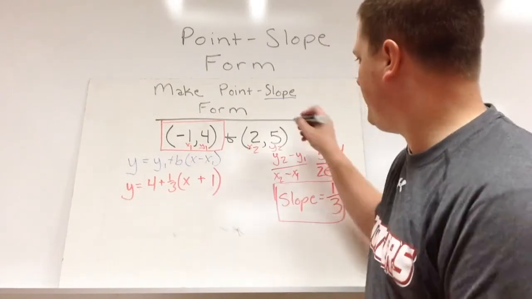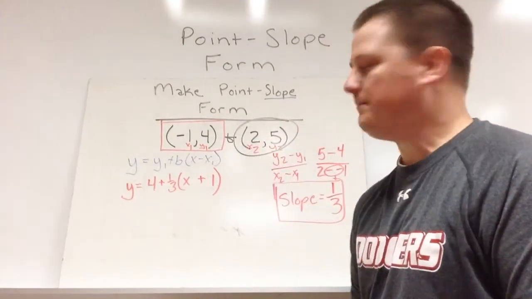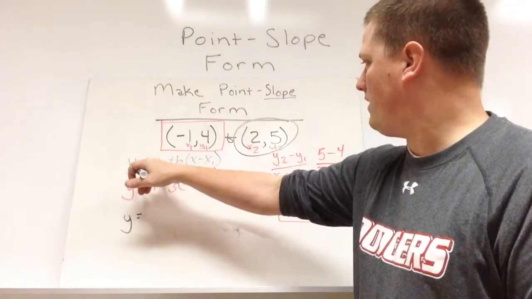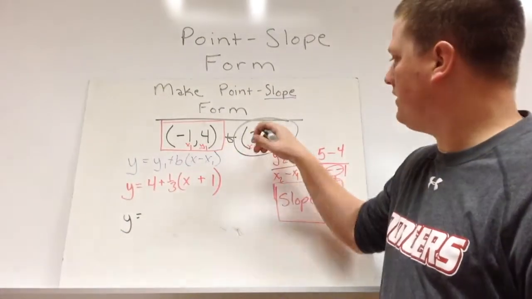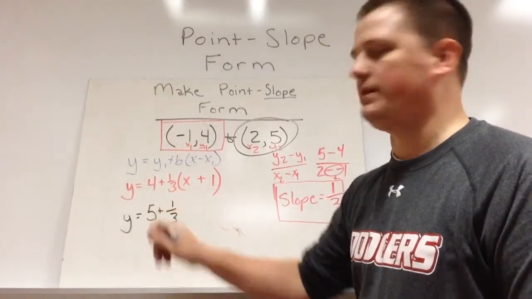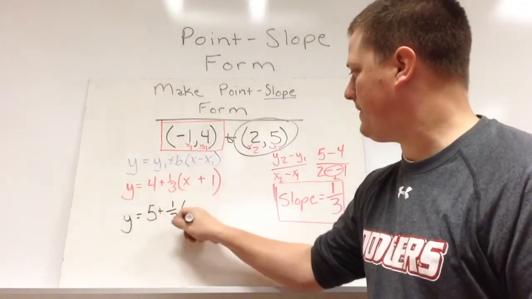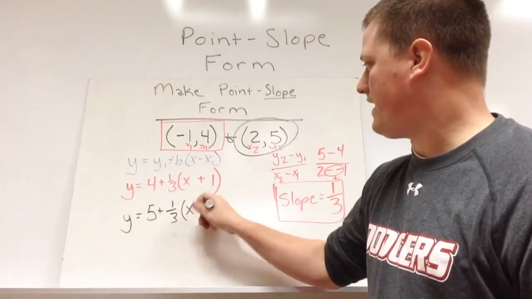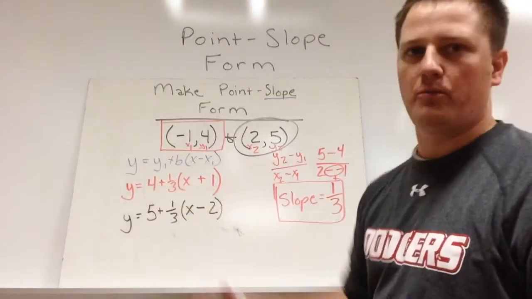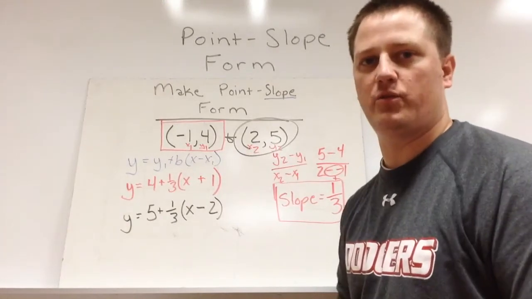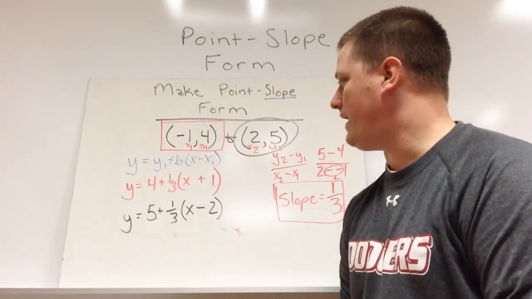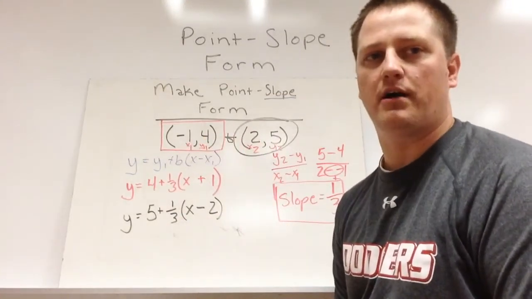Option number 2 is to use our second point up here. I'm again going to start with y equals, and we've got y1. This time we're going to use y2, and that's 5. Our slope doesn't change between the two of them. It's still 1/3, so plus 1/3. x stays. We're going to subtract x1, which in this case is x2, so minus 2. These two problems are both acceptable in this situation. They're actually the same problem, just written a little bit differently, because both points are on our line.